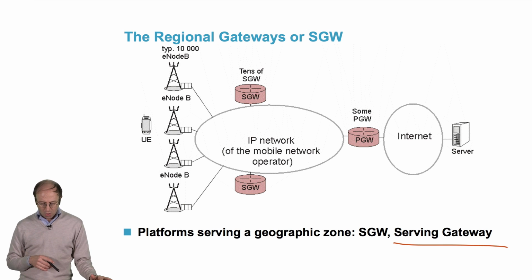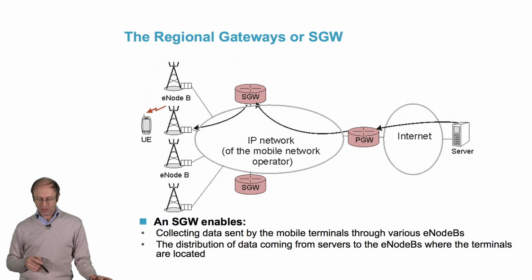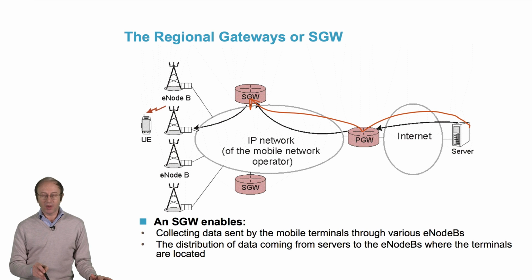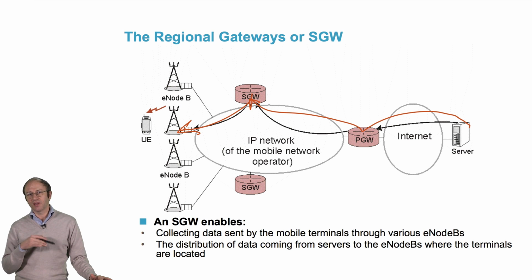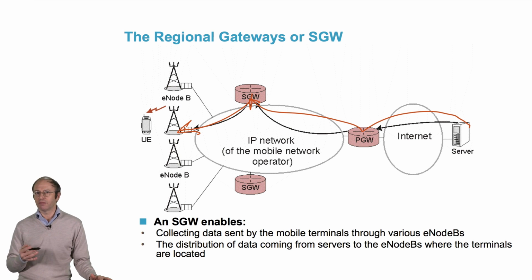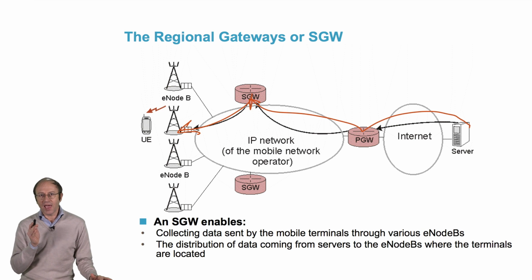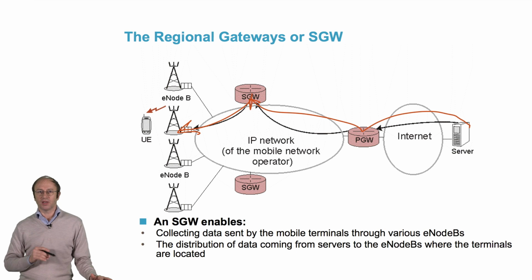Now, we have an additional hop. Server, P gateway, S gateway, eNode B. That seems slightly more complex, but the advantage is that when the terminal moves, very often it remains under the same S gateway, and that it's only the S gateway that has to manage this mobility, this rerouting.